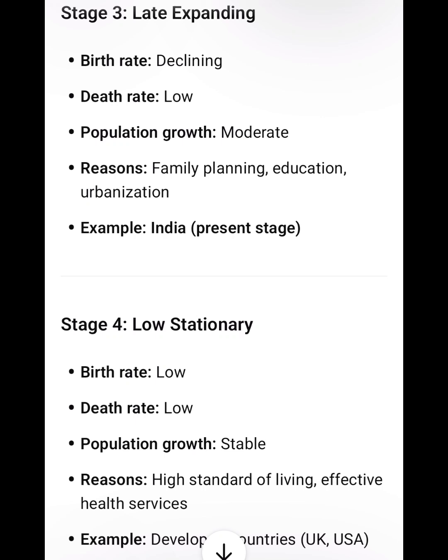And if you see stage 4, low stationary, the birth rate is low, the death rate is low, and population growth is stable. And what is the reason? High standards of living and effective health services. Example, developed countries like UK and USA.